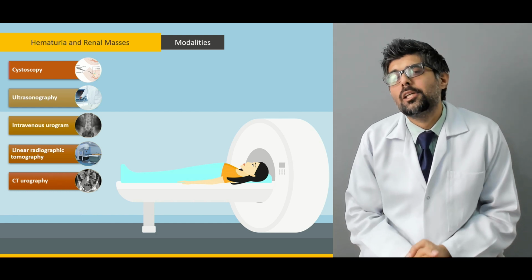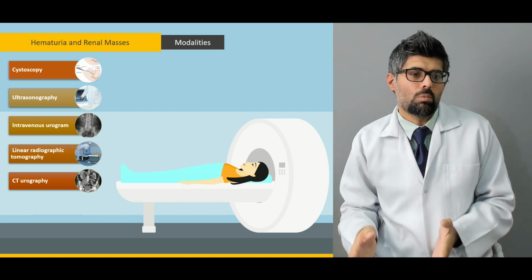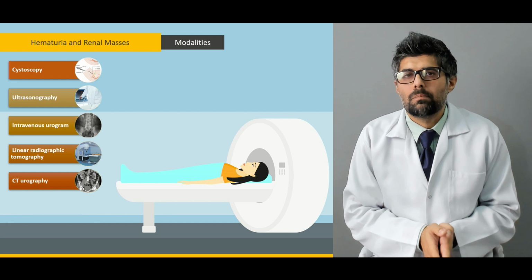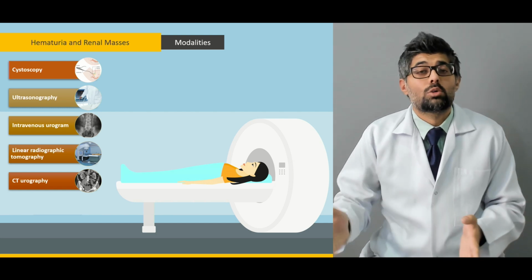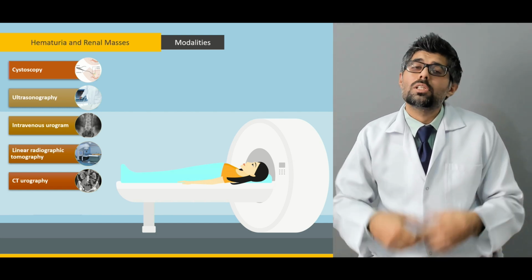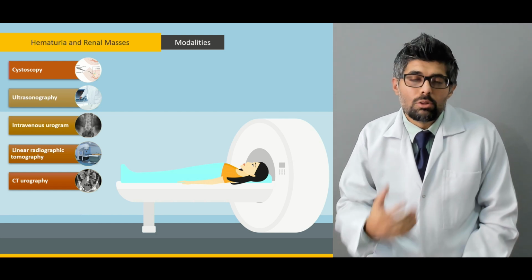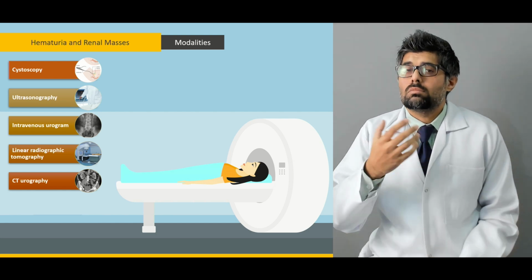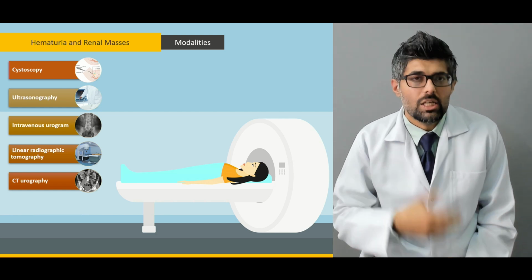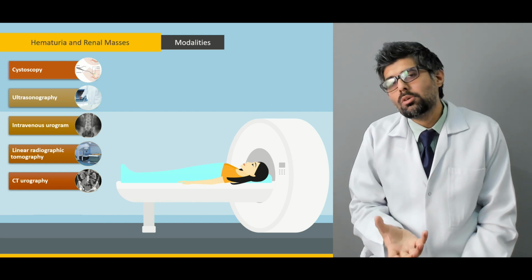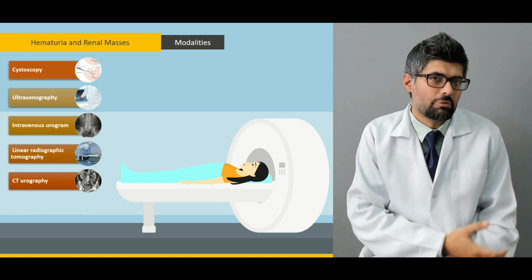Next, we have CT urography. CT urography is the advanced form of the intravenous urogram. Instead of injecting the contrast media and then taking a lot of serial radiographs, we introduce the contrast media and then perform a CT scan. Through that CT scan, a much clearer, more detailed, and 3D image is obtained. So CT urography is rapidly taking the place of the IVU, the intravenous urogram.